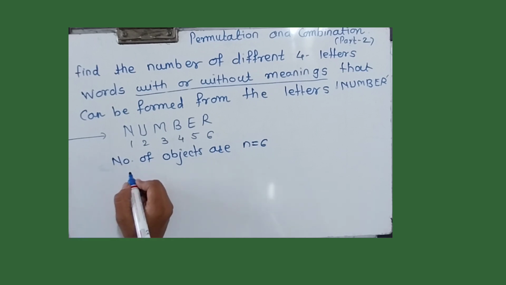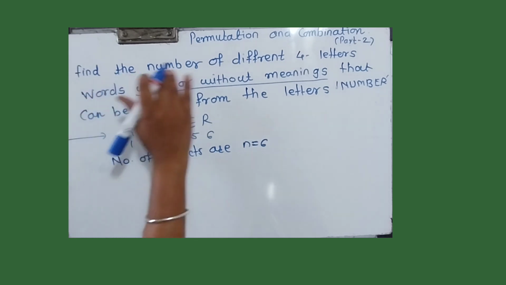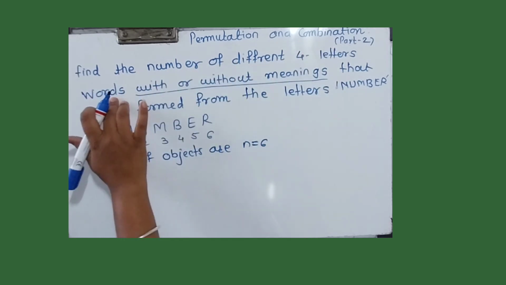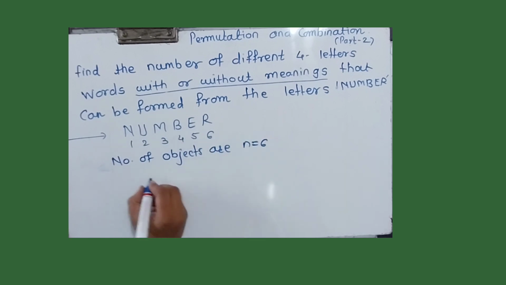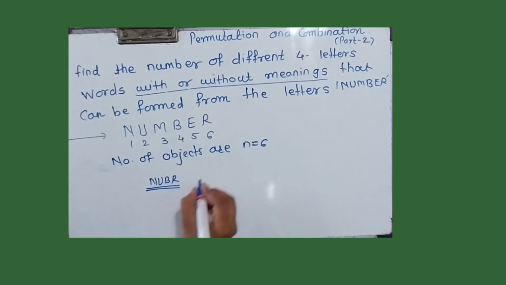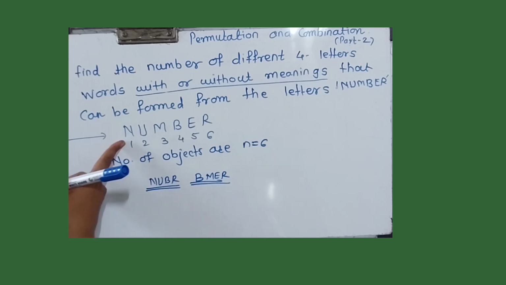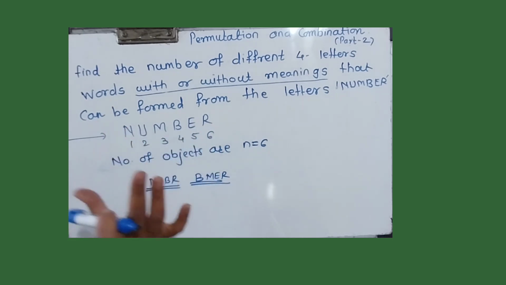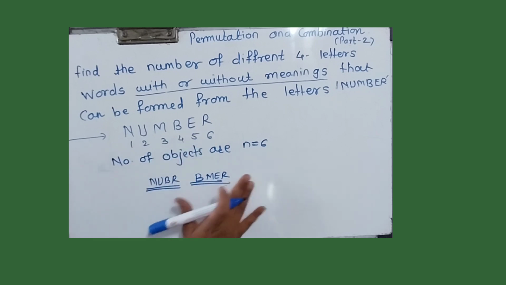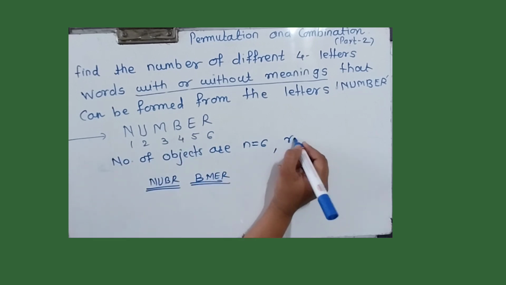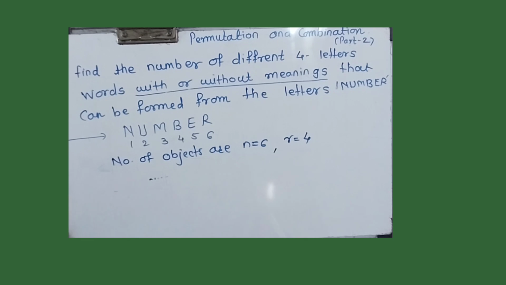And how many letters do we have to choose here? We have to choose 4. Find the number of different 4 letter words. We have to choose 4, means what? Combinations like N-U-M-R, or M-B-E-R, from this set. So we have to choose 4 at a time. So r equal to 4.